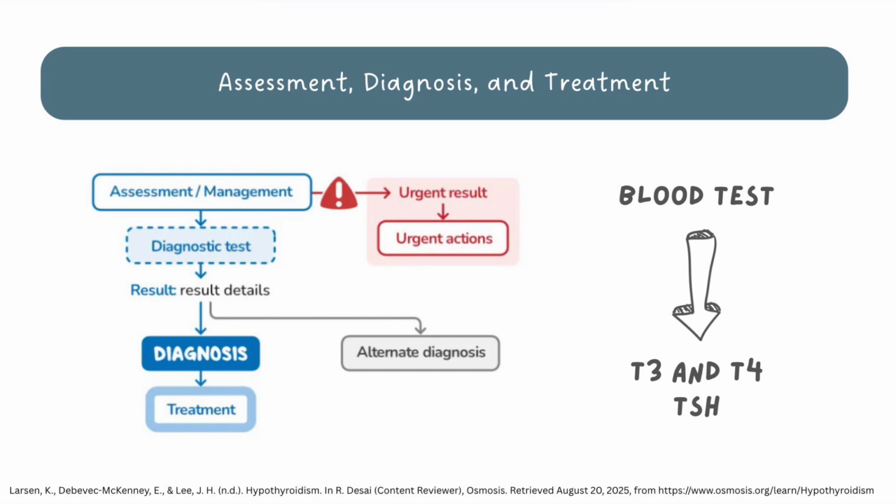So in primary hypothyroidism, the pituitary increases thyroid stimulating hormones to try and stimulate the unresponsive thyroid. However, in our secondary hypothyroidism, where the issue is in the hypothalamus or the pituitary, not the thyroid, the thyroid stimulating hormones will be low or they'll be normal.